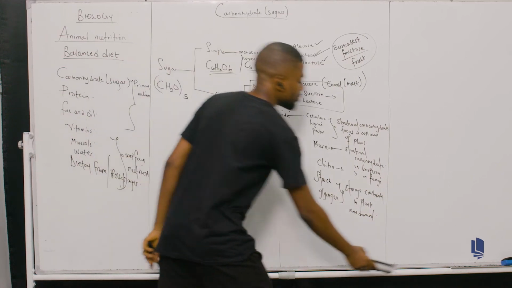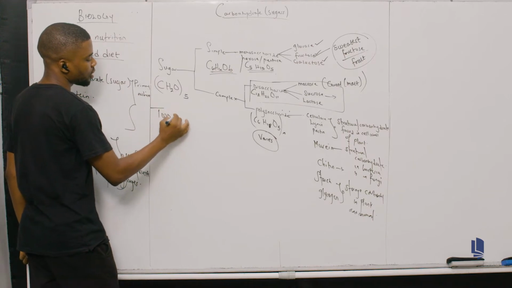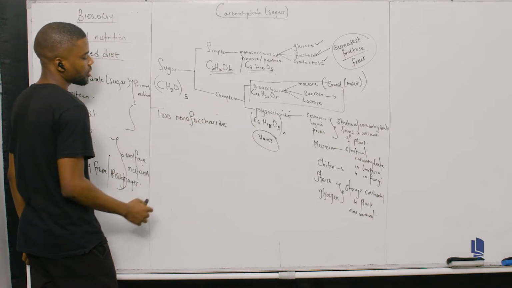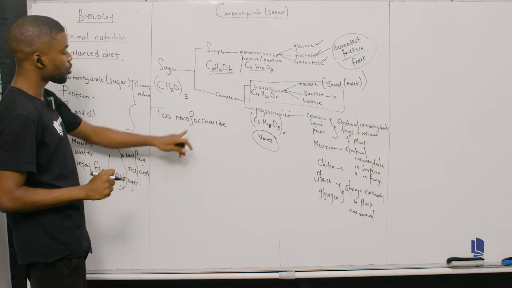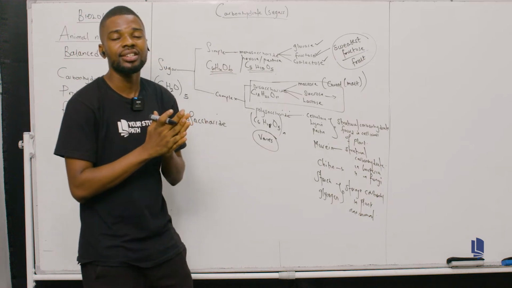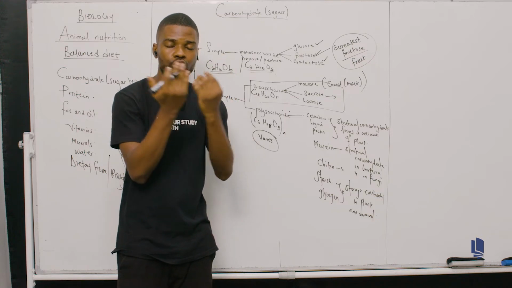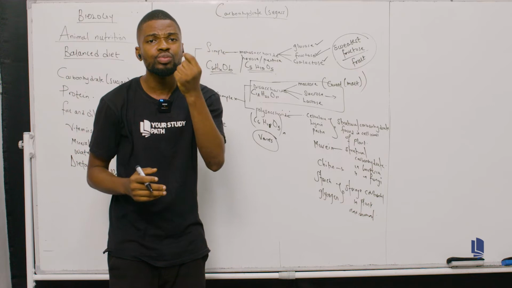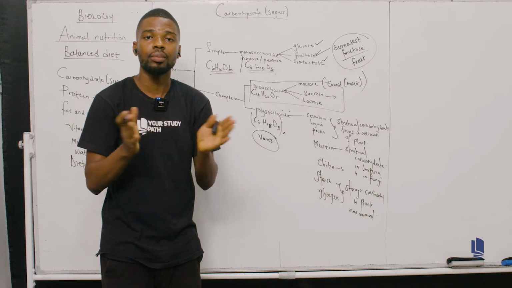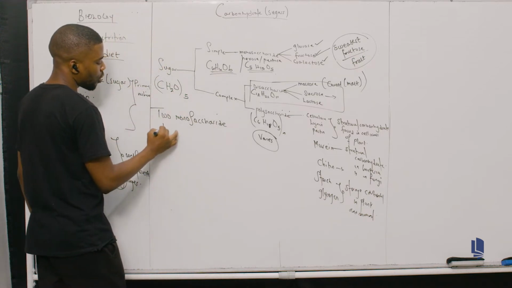We are on disaccharide now. I said a disaccharide consists of two monosaccharides. And there is a reaction that says that when two monomers, or two small molecules, combine together to give a bigger molecule, that is what forms your disaccharide.